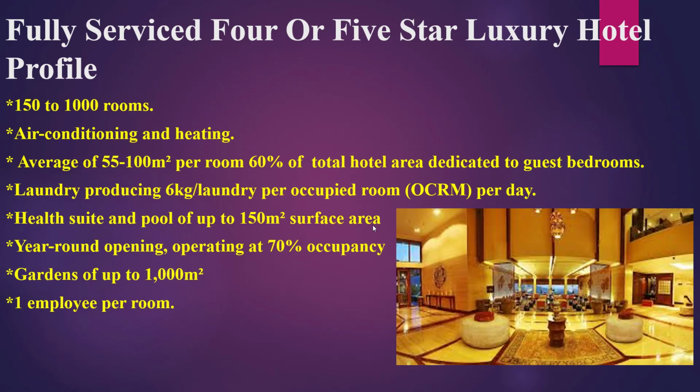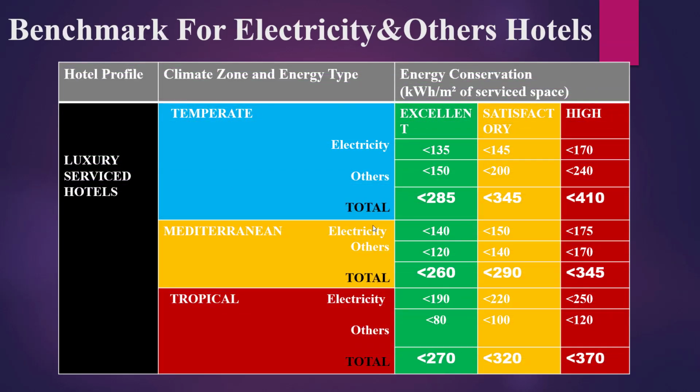We see here a fully serviced 4- or 5-star luxury hotel profile. 150 to 1,000 rooms. Air conditioning and heating. Average of 55 to 100 square meter per room, 60% of total hotel area dedicated to guest bedrooms. Laundry producing 6 kilograms per laundry per occupied room per day. Health suite and pool of up to 150 square meter surface area. Year-round opening, operating at 70% occupancy. Gardens of up to 1,000 square meters. 1 employee per room.